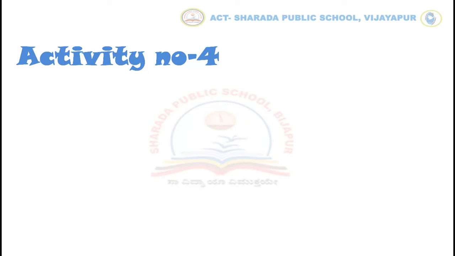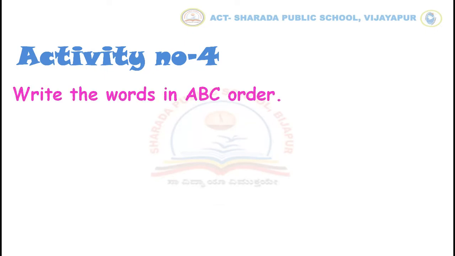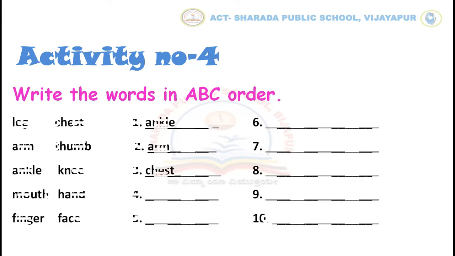Activity number 4. Write the words in ABC order. Here I have given some words. Let us read them first. You repeat after me. Leg, arm, ankle, mouth, finger, chest, thumb, knee, hand, face.